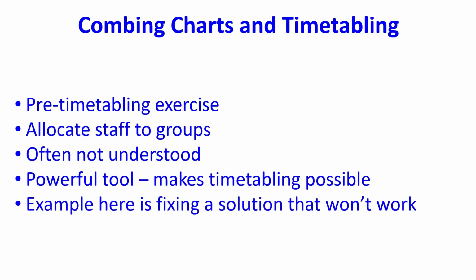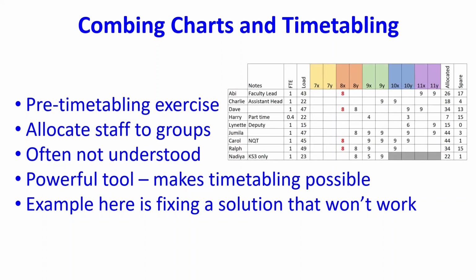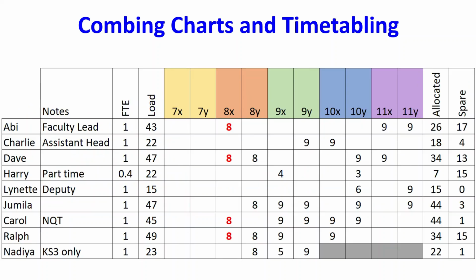And the example here I'm going to give is fixing a solution that won't work. It's to do with a grid like this, which is a typical thing which a faculty leader might be given in order to allocate students to classes. So if we look at this here, it's a fairly typical faculty. You've got a part-time person, so if they are 2 days a week, it means they can't have more than 4 of the same class. You've got an assistant head with a reduced load, a deputy head with a bit less, and someone who only teaches Key Stage 3. So that might be someone from another faculty who just teaches in this faculty up to Key Stage 3.